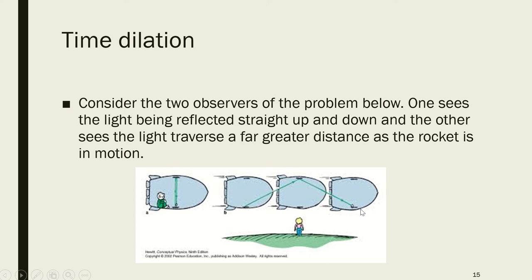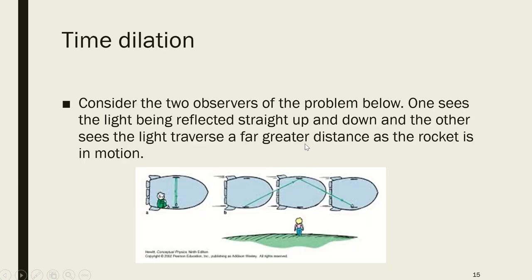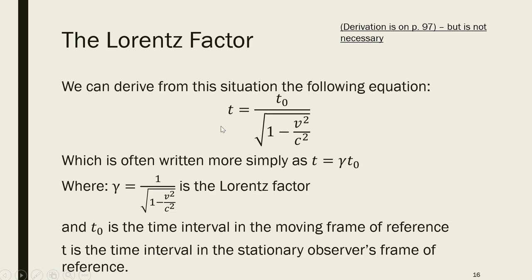Now, I'm not going to bore you with the details, but there is a derivation on page 97, but it is very complicated and you do not need to know it. It's on page 97 in your textbook if you really want to have a read through. But it proves the following. Basically, we can relate this time to the time it would take for this using Pythagoras' theorem and do a bit of rearranging, and eventually we get the following expression.